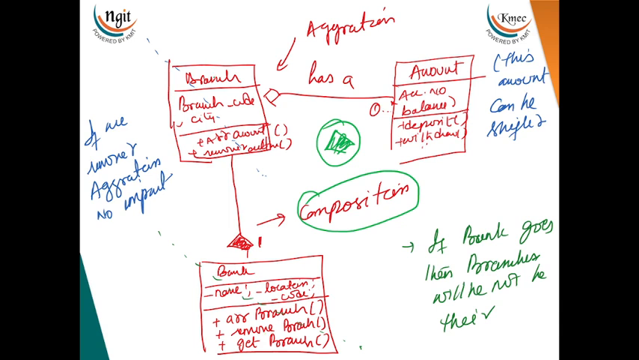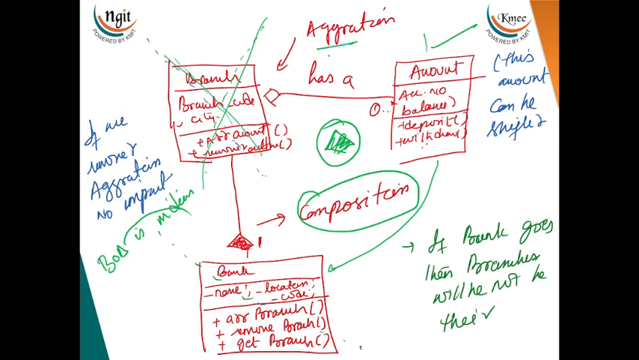Remove branch. And if I remove this aggregate, if the branch goes, will the account go? No. It will be transferred to somewhere else. So it will come to the main branch. Let's take an example. BOB is merged with Indian Bank. It doesn't mean that all the branches are merged with BOB. But what about the account number? The branches have been removed.